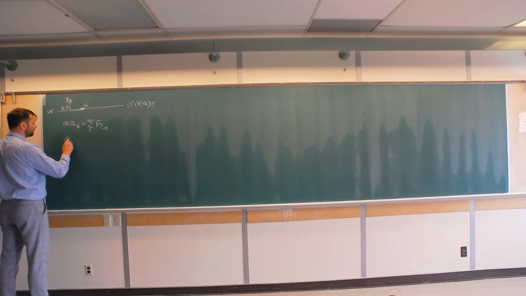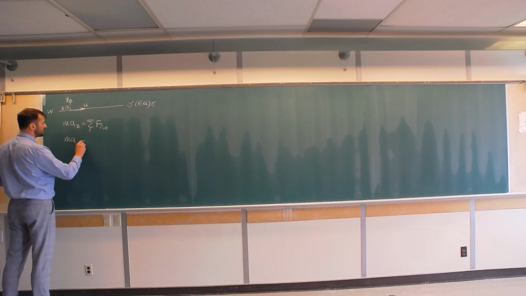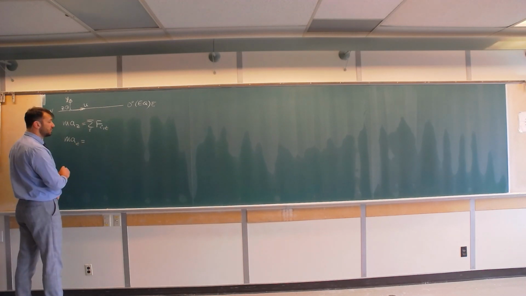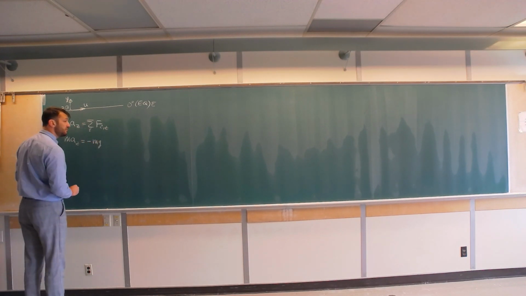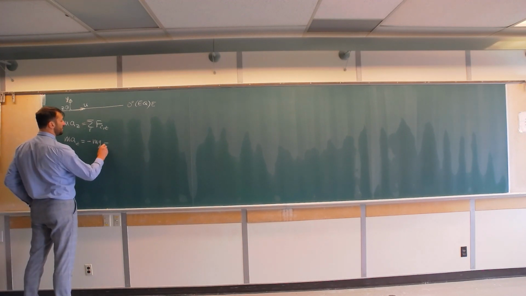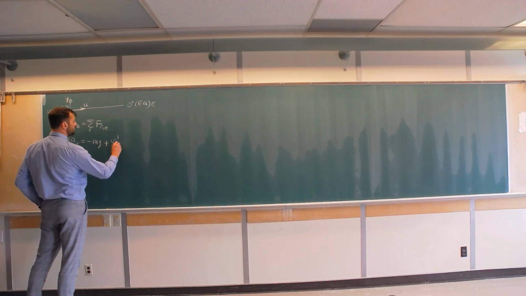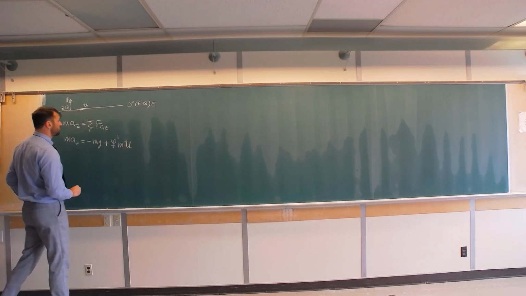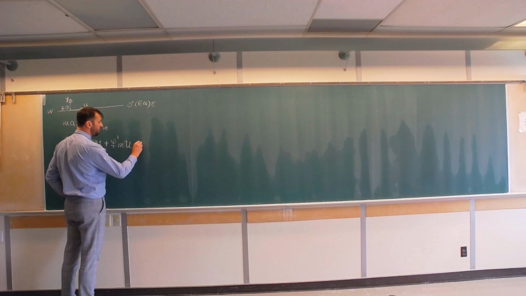So mass times acceleration of this car is equal. Gravity is acting in the opposite z direction, minus mg. And we have vertical component of the Coriolis force. You will remember that was plus F prime times mass times u, component of the velocity. But we also have normal force N.